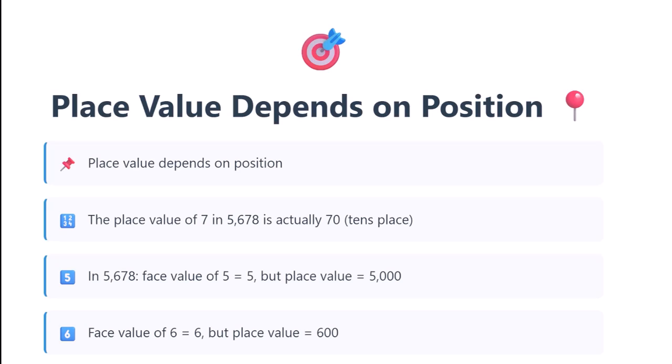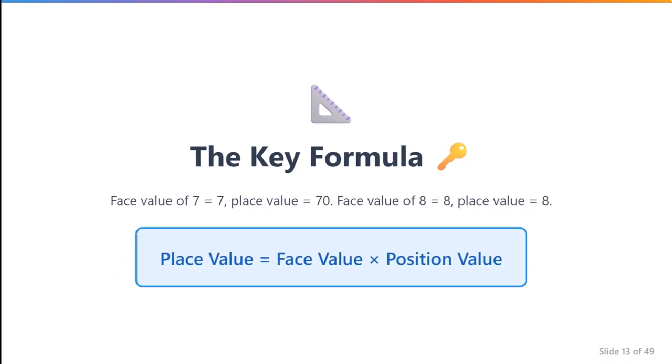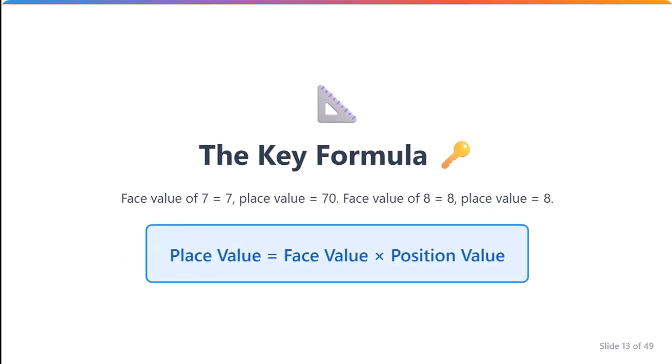In the number 5,678, the face value of 5 equals 5, but the place value equals 5,000. The face value of 6 equals 6, but the place value equals 600. The face value of 7 equals 7, but the place value equals 70. The face value of 8 equals 8, and the place value also equals 8.